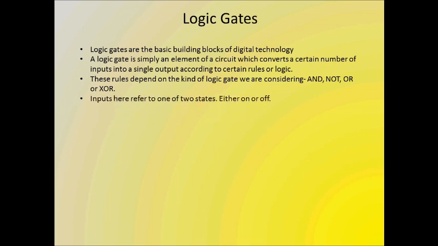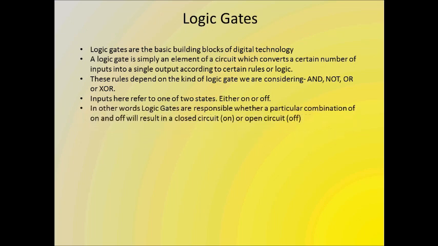Okay, we've already mentioned this. Inputs here refer to either the state of on or off. So 1 represents on and 0 represents off. We're not considering any intermediate states here. So logic gates, in other words, are seemingly combinations of switches. That's not always the case, but that's a highly simplified way of thinking of it. So you can just read that there. That's the essence of a logic gate.